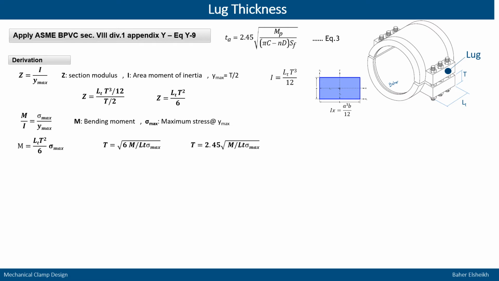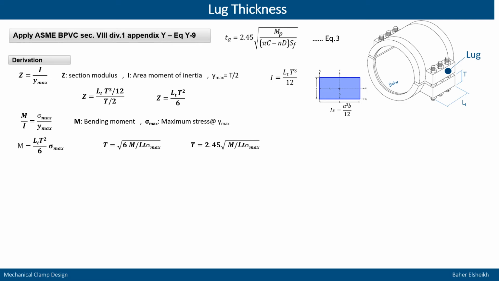Now for the equation relating the bending moment to the area moment of inertia, equal to the stress over the distance. If we are talking about the maximum bending moment, it will be sigma maximum over y maximum. From this equation we can simply see M is equal to sigma maximum I over y, and I over y is the section modulus. So we can substitute the section modulus from this equation, so M will be L t square over 6 sigma maximum.